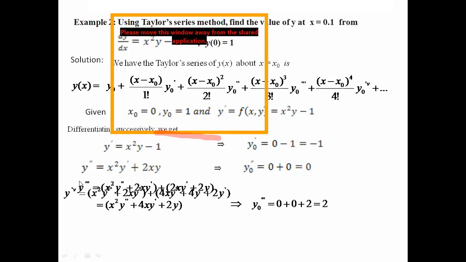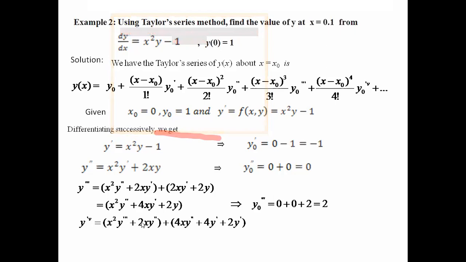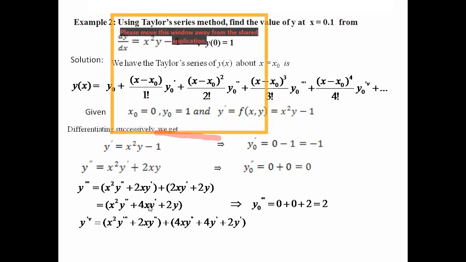So the fourth derivative means once again differentiate this. Again, as usual, product rule: x square into derivative of y double dash is y triple dash, plus y double dash into derivative of x square, which is 2x. So 2x into y double dash you get. Again, product rule for this: 4x into y double dash plus y dash into derivative of 4x, which is 4. So this term you get, plus the derivative of 2y, that is 2y dash.